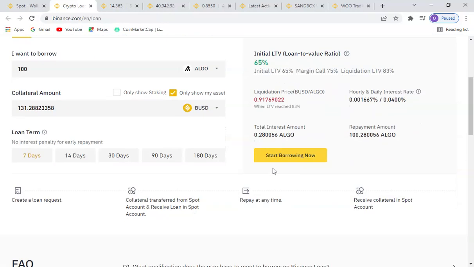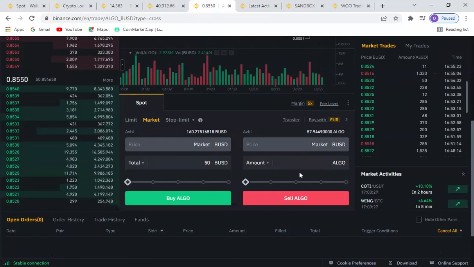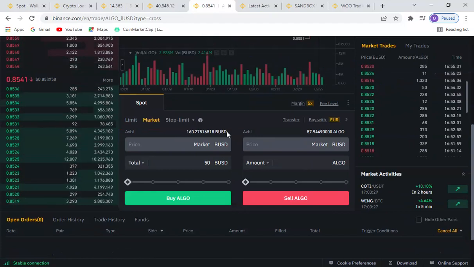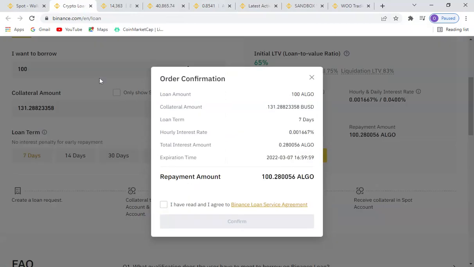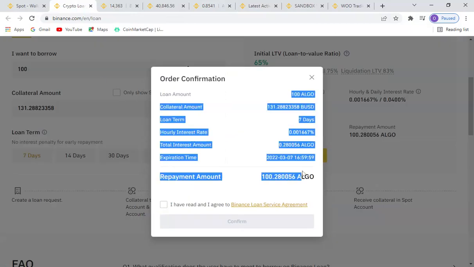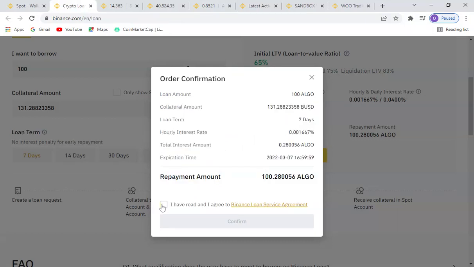All you need to do now to start borrowing: take note that in this tutorial we only have about 57.94 Argo tokens here, while we have about 160 BUSD here. Once you take note of this, we're going to go over to the Binance Crypto Loans and push through this trade. Click on start borrowing. Binance is going to show you the total breakdown you need to know. Once you see this, you click on confirm.